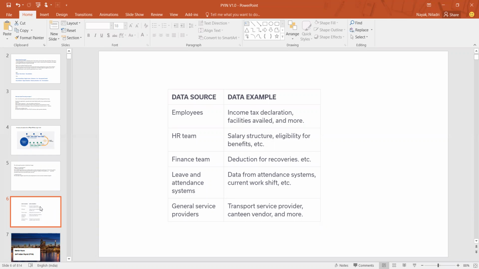Employees will be able to do all kinds of tax declarations, reimbursements, everything. They will be applying for leave. They will do all this from the ESS, and the manager will be approving. The manager or the payroll officer, anyone, will be approving in the MSS portal. So what are the typical data sources? We'll have a data source like employees, from which it will be income tax related data.